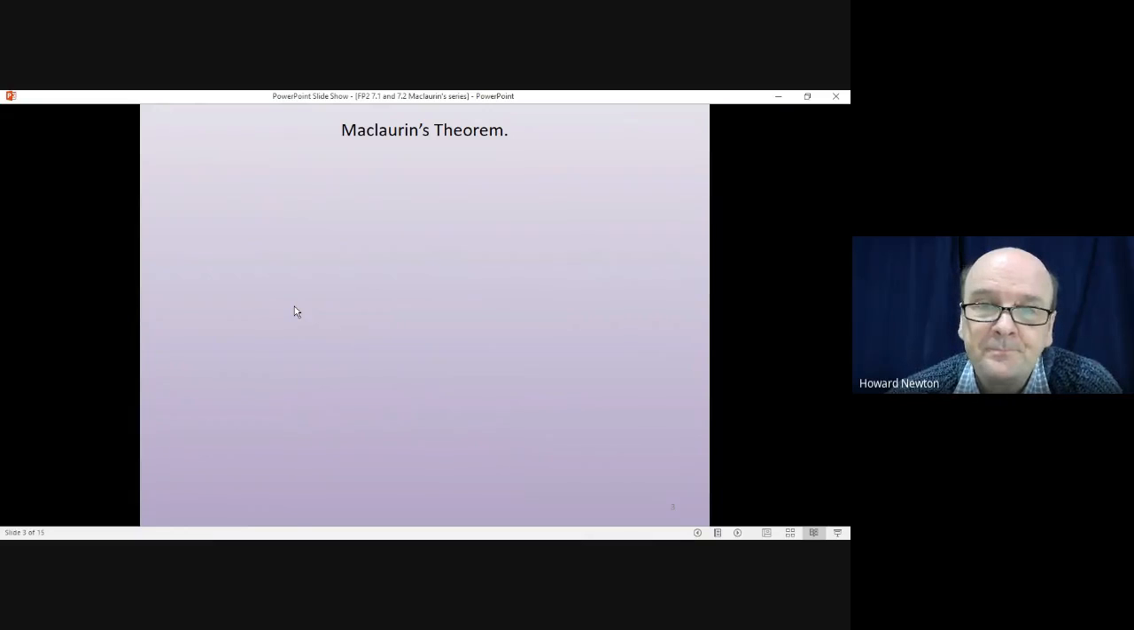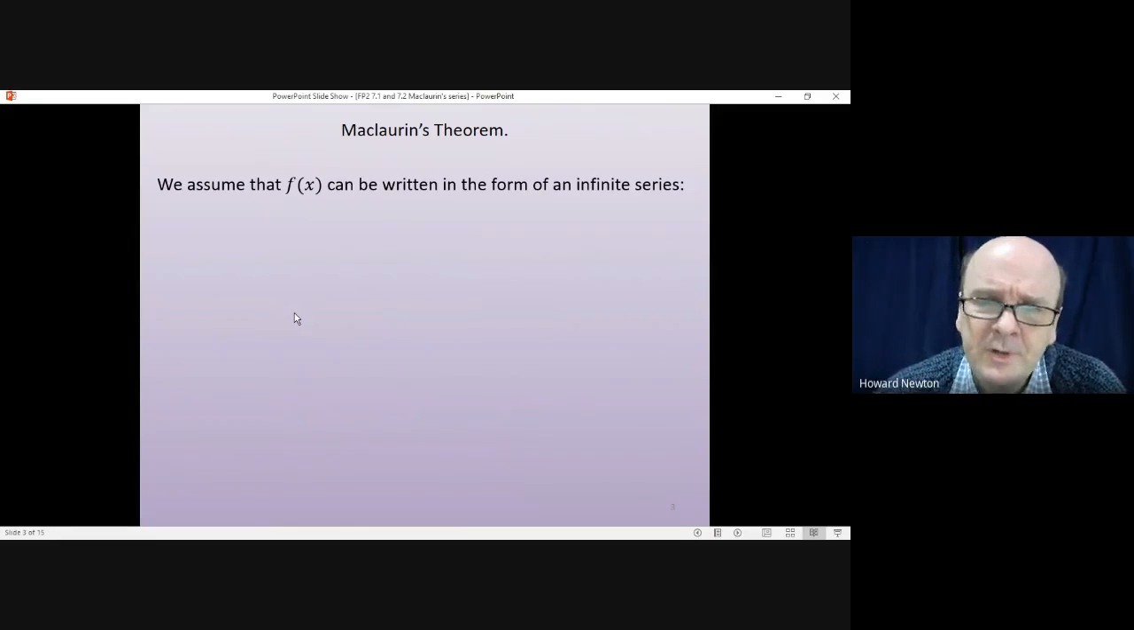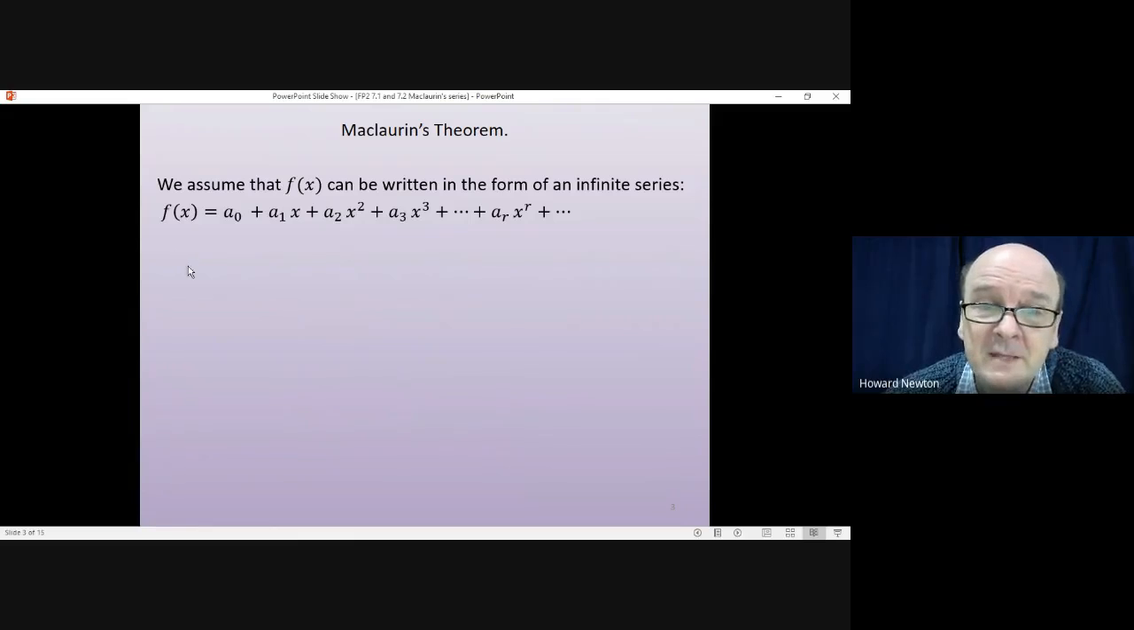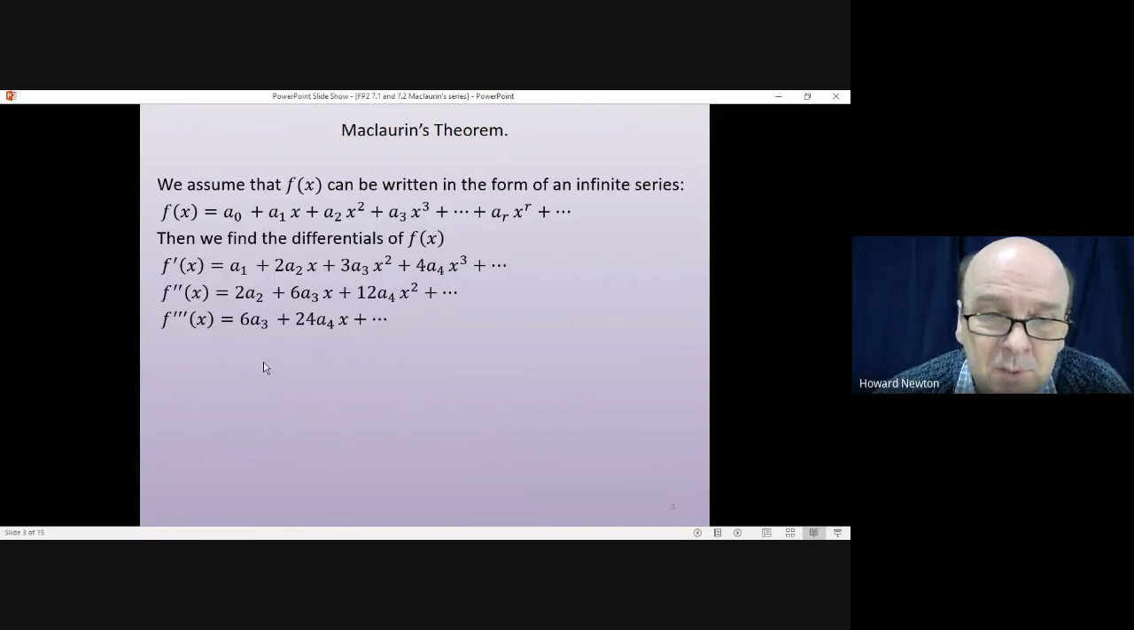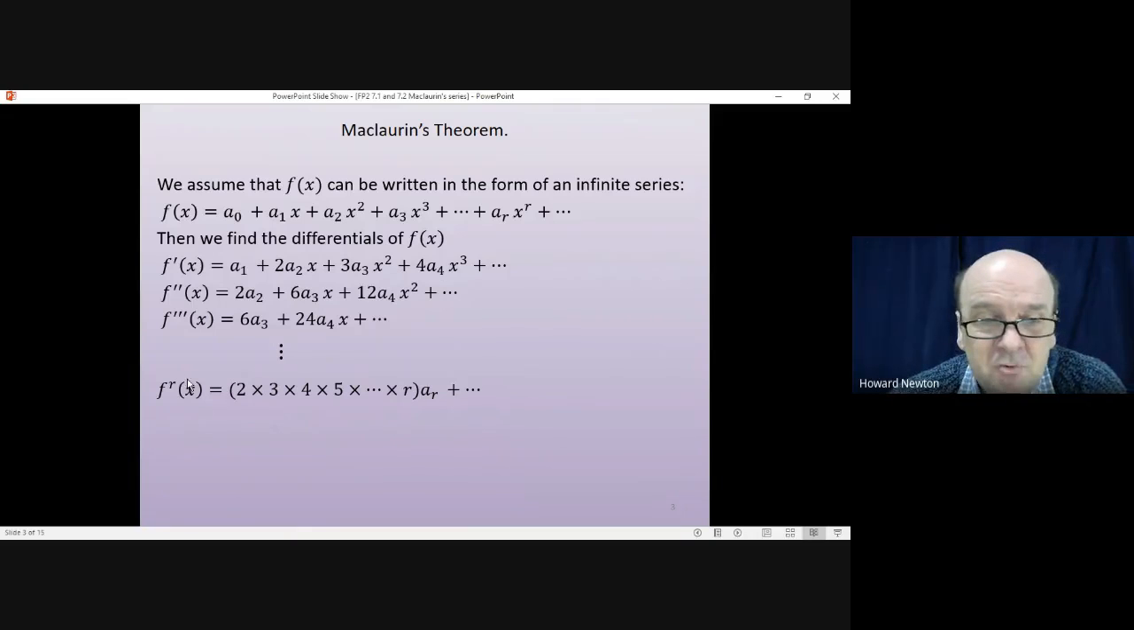What is Maclaurin's theorem? Well, it starts off by assuming that whatever function you're interested in can be written in the form of an infinite polynomial series, so that we can write f of x as some constant plus another constant times x, plus another constant times x squared, and so on. Then we find the differentials of f of x. So the first differential would be that, the second differential would be that, the third differential that, and so on. And in general, the rth differential of x would be 2 times 3 times 4 up to r, which is r factorial, times ar.